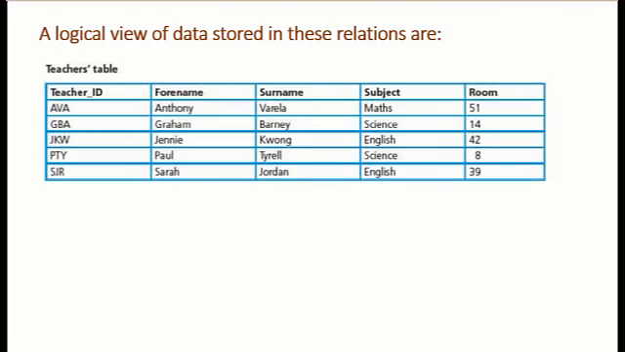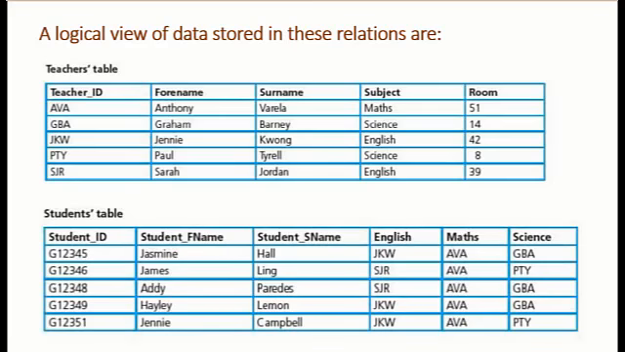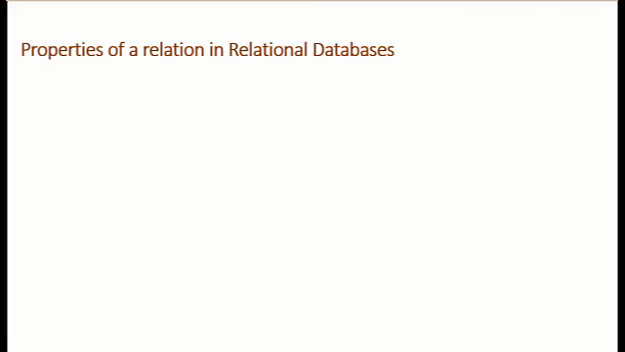A logical view of data stored in these relations: in the teacher table, 5 columns are required as there are 5 attributes, and in the student table 6 columns are required as there are 6 attributes. Teacher ID and student ID are the key fields that uniquely identify the data within both tables, and there is no duplication of data as redundancy of data is controlled with the help of the key field.